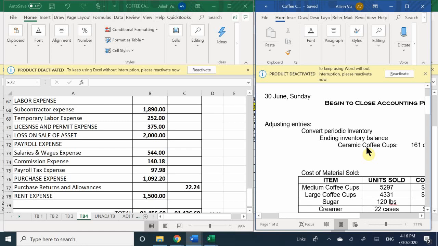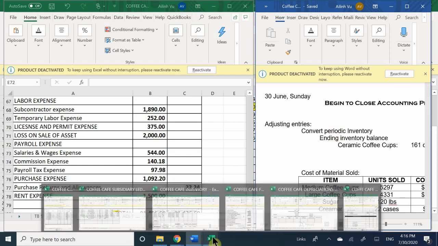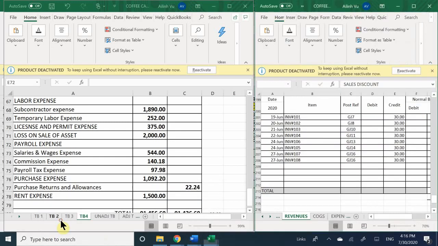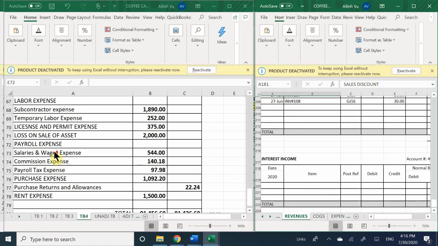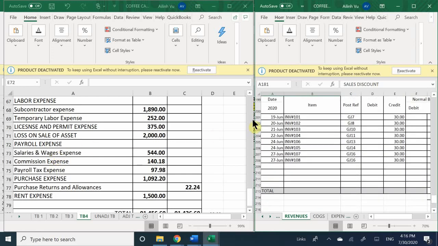Maybe a little more than half an hour left to just try to work the rest of this out. So now we're going to be doing our adjustment entries, okay? So now that we're supposed to have finished our workbook, right? So now we have to do what's called our adjustment entries.